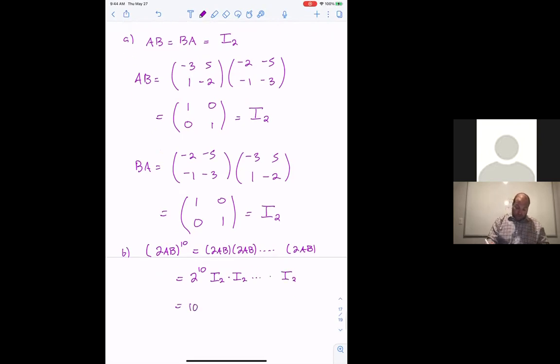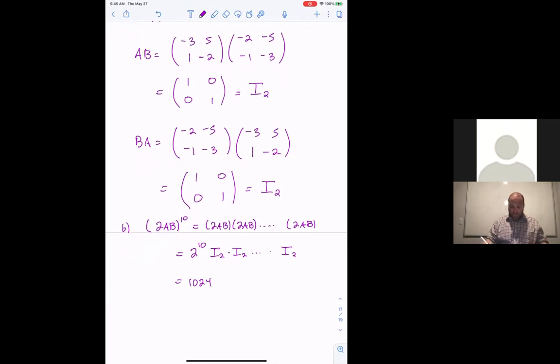Well, 2 to the 10 is 1024. And I2 has the property that anything times itself equals that. So I2 times I2 all the way to the end is just I2. You don't lose the matrix. You can't just say, oh, it's equal to 1, and therefore the answer is 1024. You can't take a matrix to a power and get a scalar. You have to get a matrix back, and it has to be the same size. So it's going to be 1024 times the 2 by 2 identity matrix, which is 1024, 0, 0, 1024.